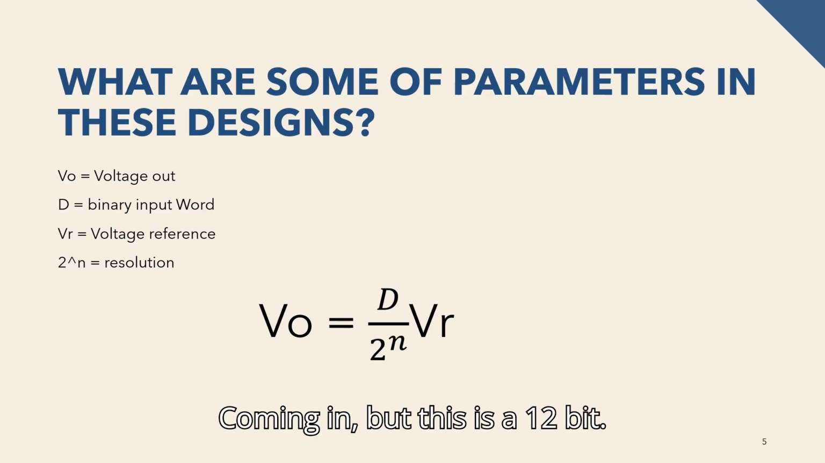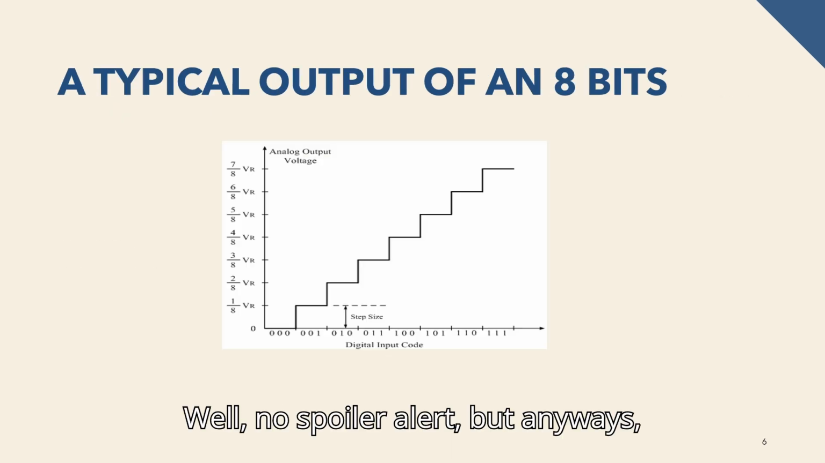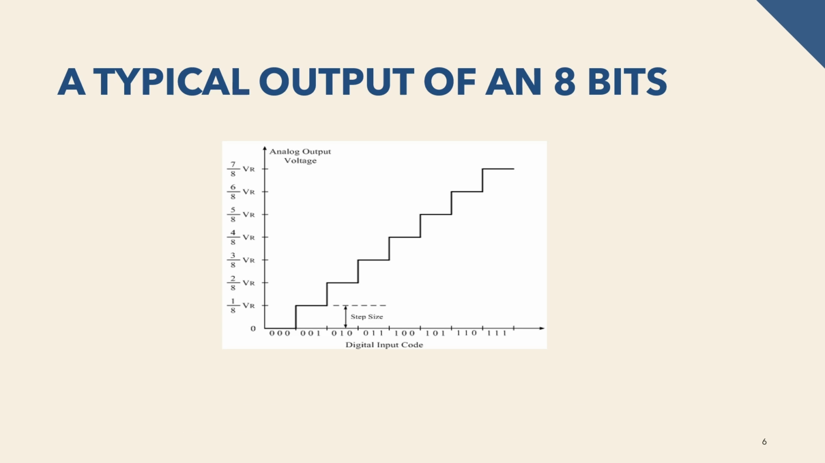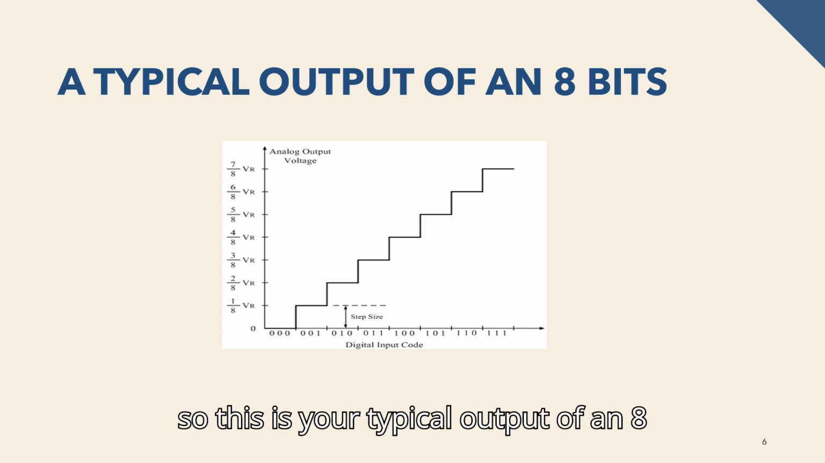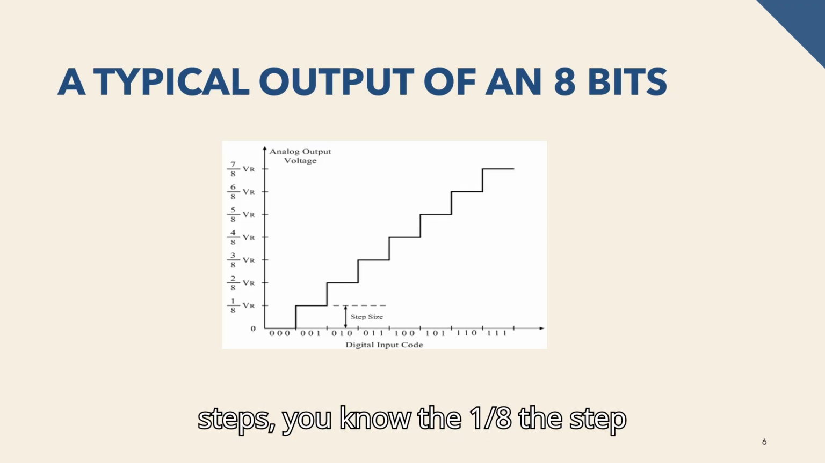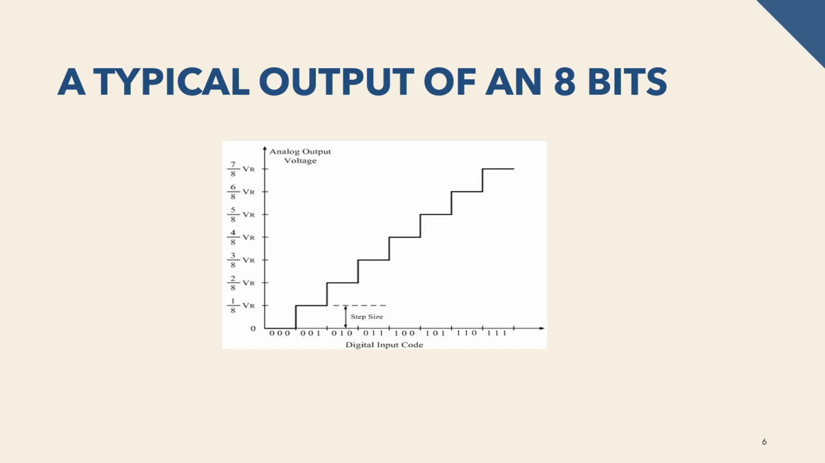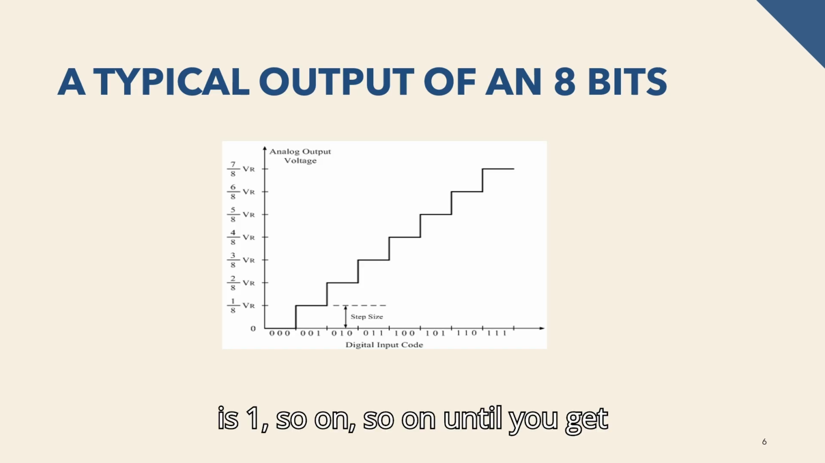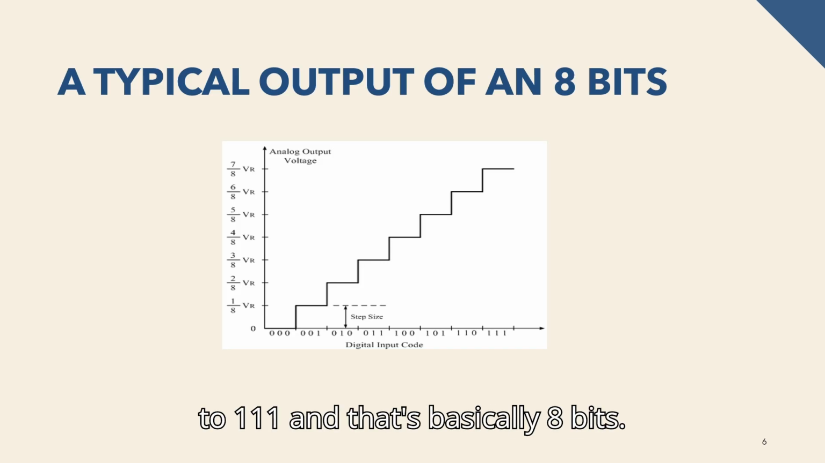But this is a 12-bit. Well, no spoiler alert, but anyways. So this is your typical output of an 8-bit system. See how it's kind of like in these steps, the 1/8 step. It's 0, 0, 0, then 0, 0, 1 is 1/8, then 2/8, 3/8, and so on, until you get to 1, 1, 1, and that's basically 8 bits.